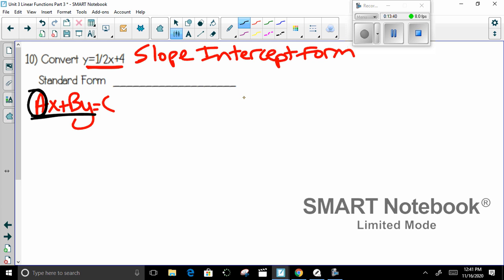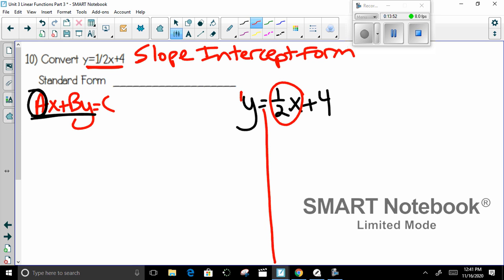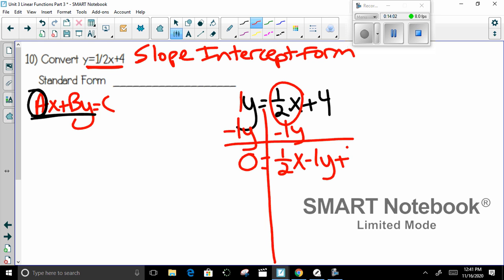All right, well, let's look at what I got here. Your biggest thing is you want your a value to be positive. Right now, it is positive, so keep it there. How am I going to bring the 1y over? So I subtract 1y. I'm going to keep the x and the y together. All right, now I want x and y. I don't want the plus 4, so get the plus 4 to the other side by subtracting it.